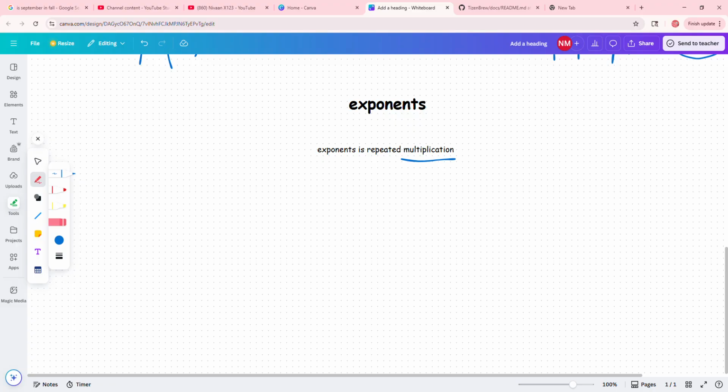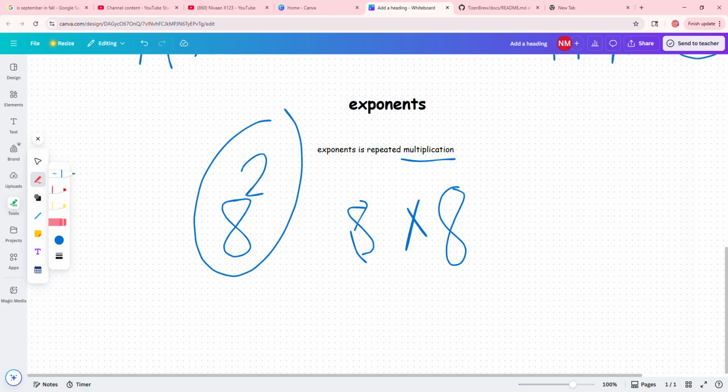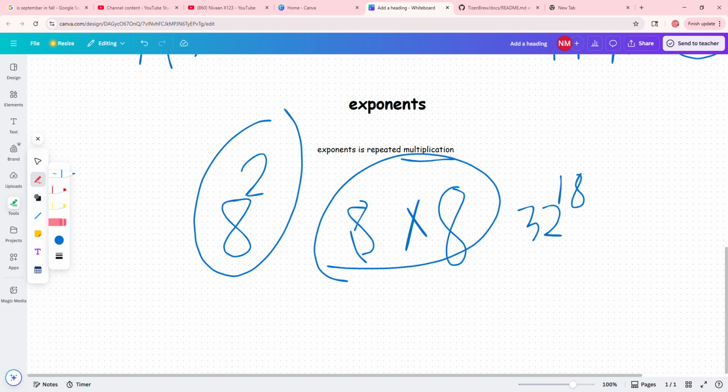Since exponent is repeated multiplication, it really makes sense that 8 to the power of 2 is 8 times 8. It doesn't really matter here, since this is not much shorter than this. But let's say it's 32 to the power of 18. Would you rather write 32 times 32 times 32 and so on? It would take forever. So this is a much easier way of writing it.